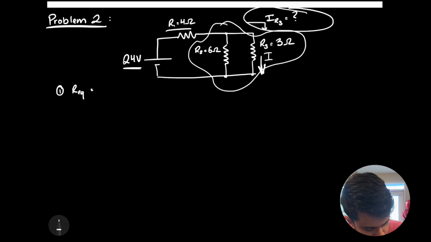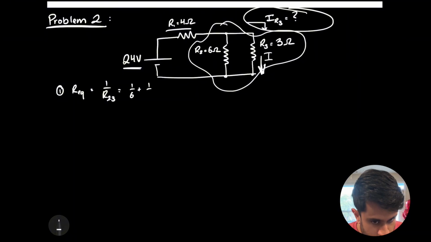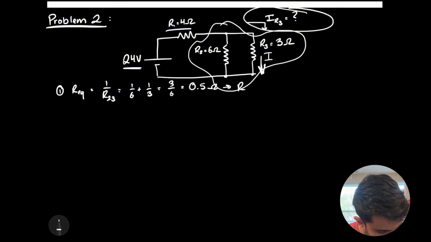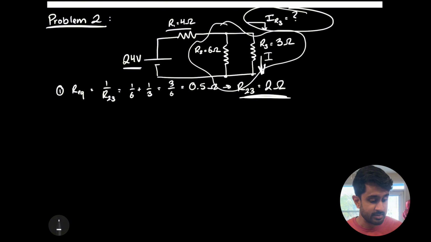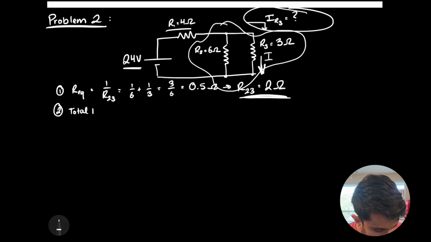That equivalent parallel resistance is going to be 1 over R23, which is 1 over 6 plus 1 over 3, which is going to be equal to 3 over 6, which is 0.5 ohms, meaning that R23 is going to be equal to 2 ohms. This is going to be an important example because it is that parallel resistance. Now, we just calculate the total resistance, total R.